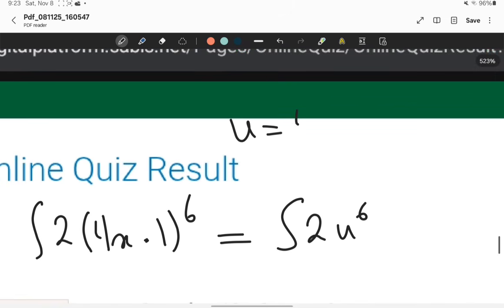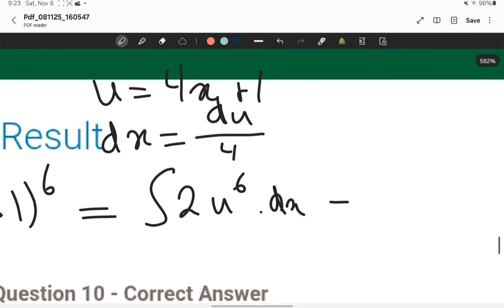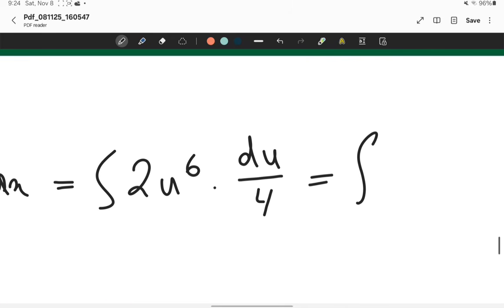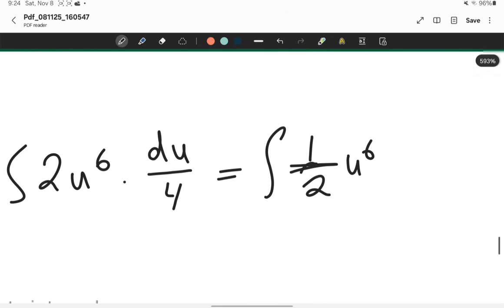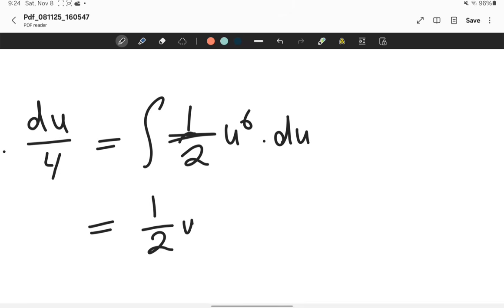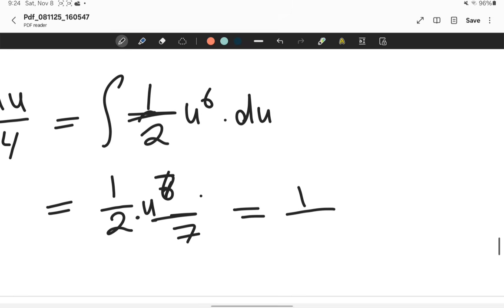So that means our u is 4x minus 1. And our dx is du over 4. Okay, so we'll substitute our dx. So it's 2 times u to the power of 6 times du over 4. 2 and 4 give you 1 over 2, so it's 1 over 2 u to the power of 6 du. And now we can integrate this. So it's 1 over 2 times u to the power of 6, to the power of 7, sorry, and you divide by 7. So just put this over 7 and multiply these two. So 1 over 2 times 1 over 7, it's 1 over 14, u to the power of 7 plus c.